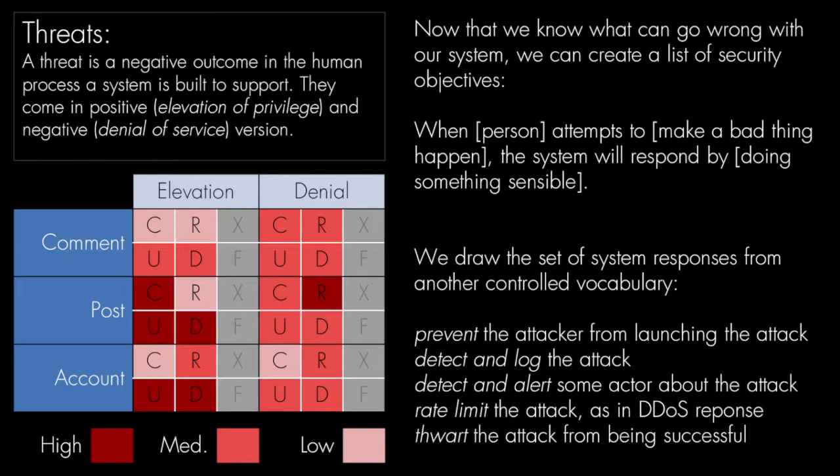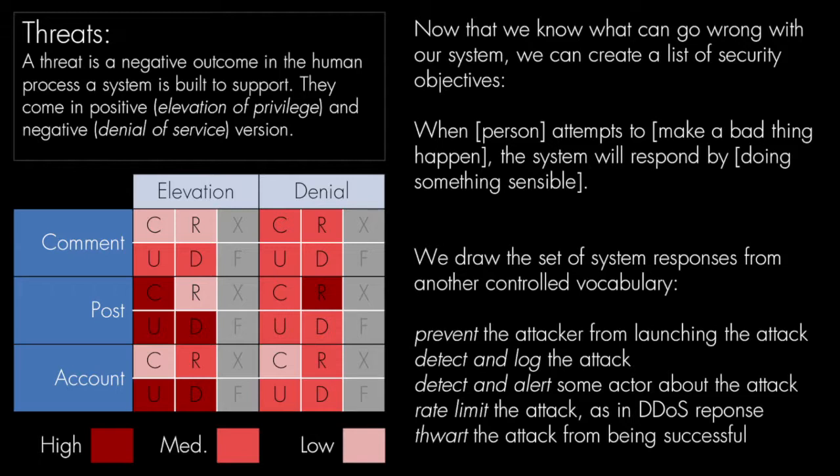So we skip that step to save ourselves some trouble, and we just rank these in terms of how important they are. Once we have an understanding of which negative human outcomes we really care about, then we can start saying, here's our list of security objectives. We don't want some bad person we're especially worried about to be able to do this really horrible thing, like create a blog post when they're not supposed to be able to, because it's somebody else's blog. And the system should respond by doing something sensible. In this case, it should thwart the attack. The attack should not succeed.